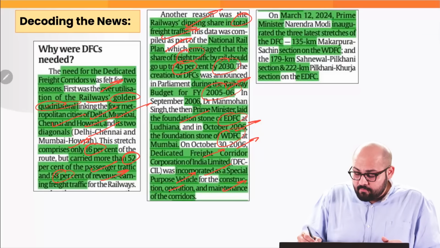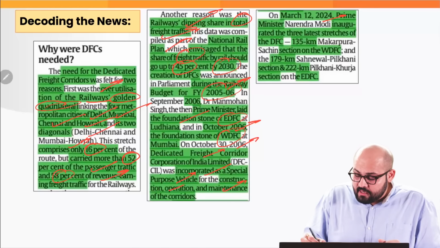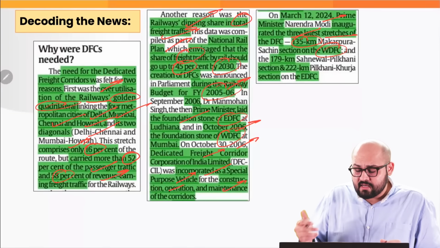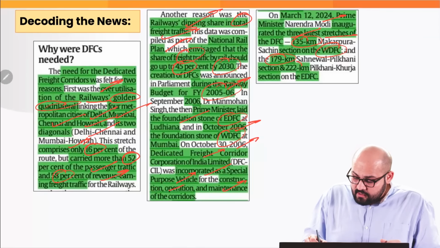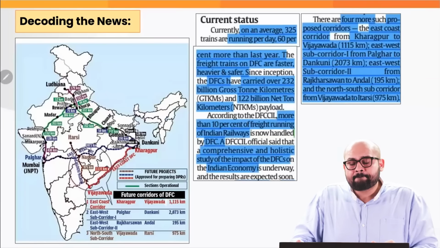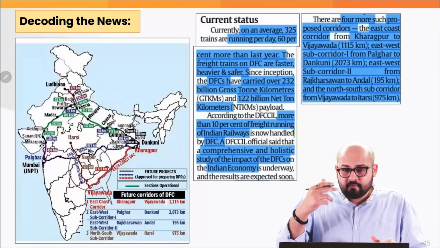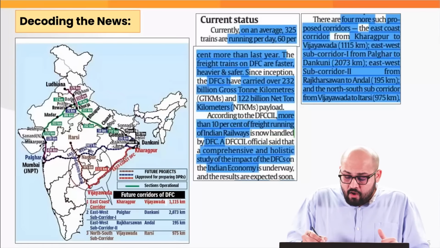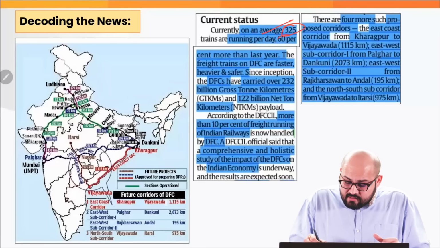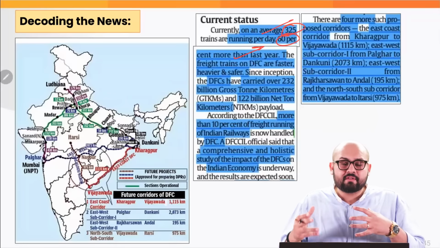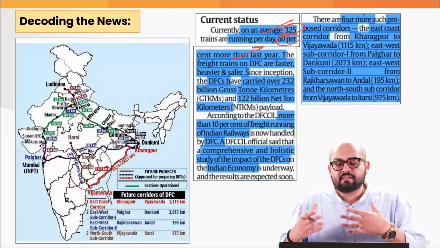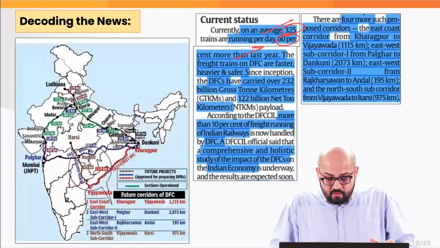Also, recently Prime Minister Modi, in March, inaugurated the latest 3 stretches: 135 km in the Western Dedicated Freight Corridor, and 179 km and 222 km in the Eastern Dedicated Freight Corridor. Now again, what you need to see is that the status provided is that on average 325 trains are running per day. This is 60% more than last year. So what we're seeing is that more and more trains are running on these dedicated freight corridors, and that is leading to more efficient transportation of goods.